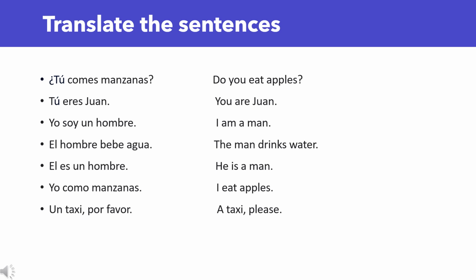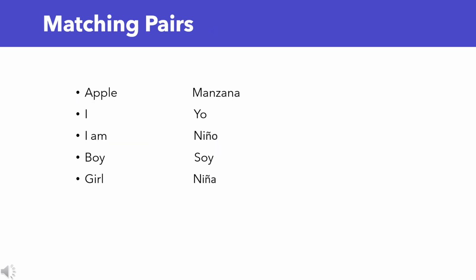Okay, now let's see some matching pairs. So here we have some matching pairs. On one side I have English words, on the other side I have Spanish words. So try to recall the words that we have learned and try to match the meaning of those words to Spanish words. For example, apple. What do we call apple in Spanish? What do we call eye in Spanish? So like that, you have to match it.